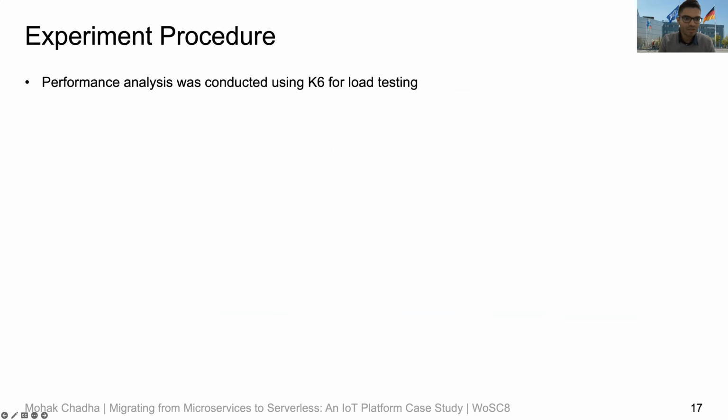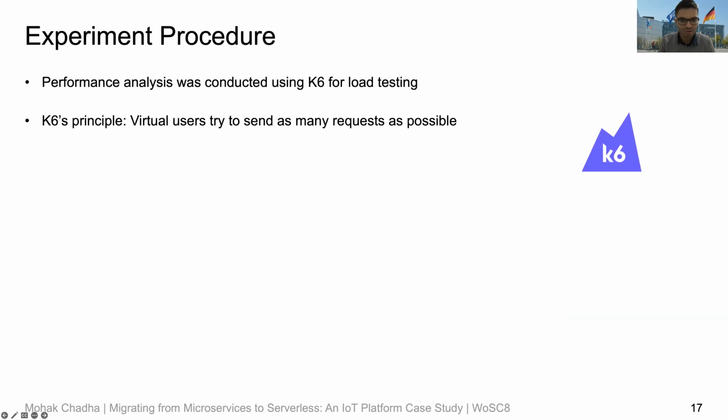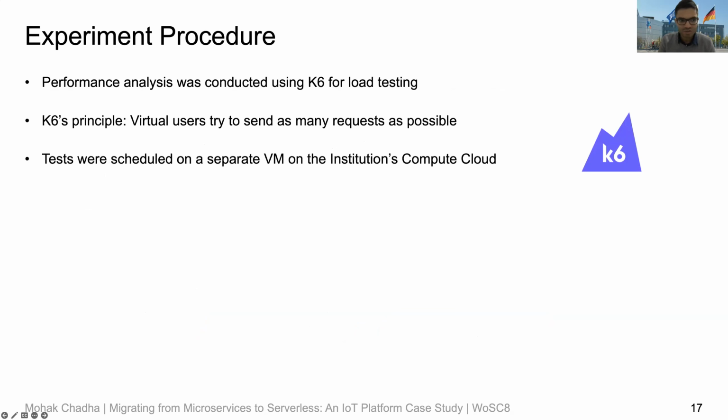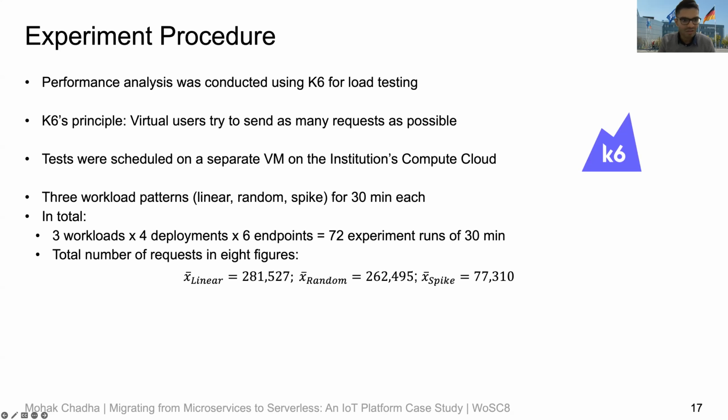For the experiment procedures, we used the regression testing tool K6 from Grafana Labs. K6 utilizes virtual users, which are entities that make HTTP requests and try to perform a given test as many times as possible. We used a VM hosted on our compute cloud, and we considered different load patterns. In total, there were around 72 experiments of 30 minutes each, and the total number of requests was in the eight figures.